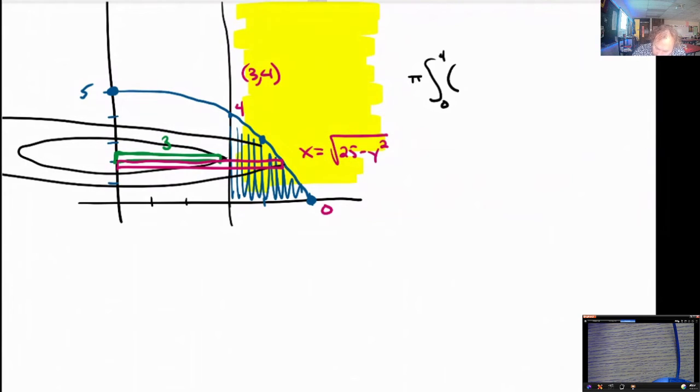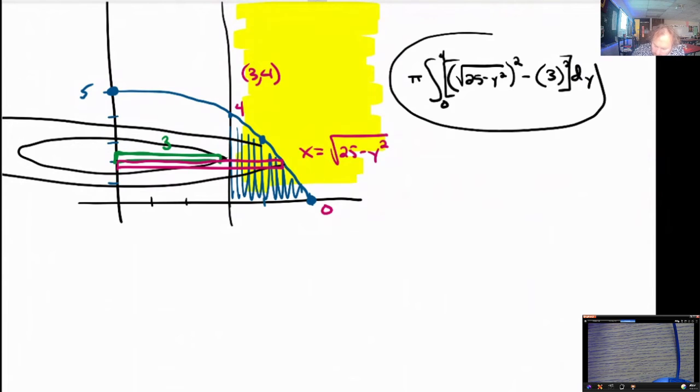Our outside radius is the square root of 25 minus y squared, minus our inside radius, which is 3, squared, dy. And I'll put that all in its own parentheses there. And I would not go any further than this.